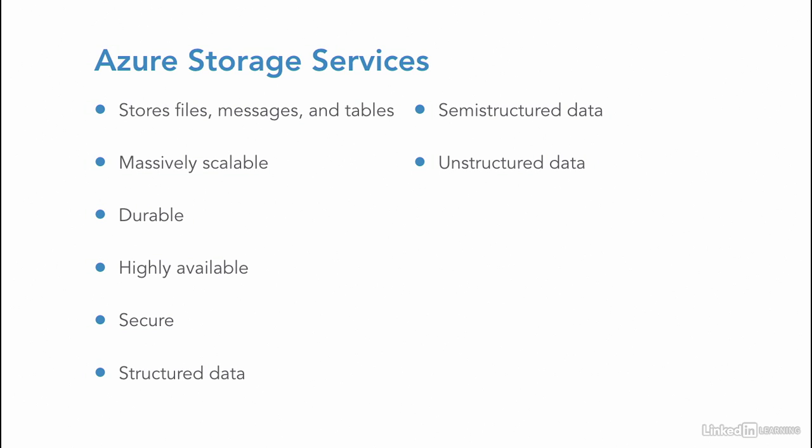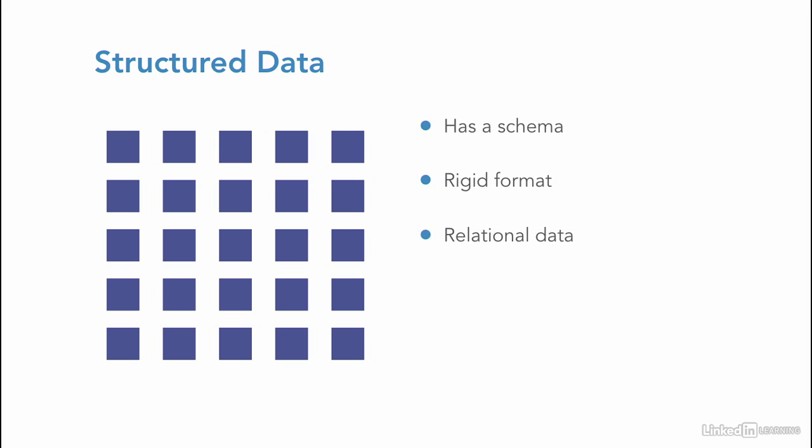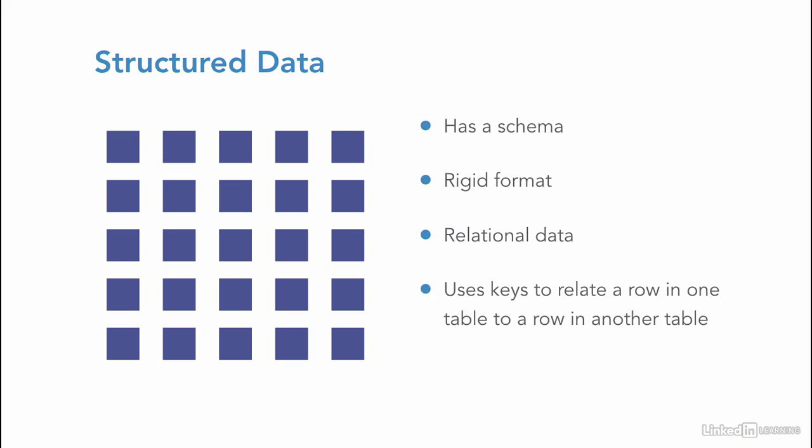Before we get into the specific services, we should review those 3 data structures. Structured data has a schema and is incredibly rigid, as you can see from my graphic here. It supports relational data. It uses keys to relate a row in one table to a row in another table. And this will be very familiar to you if you use databases, because that is the typical usage for structured data.